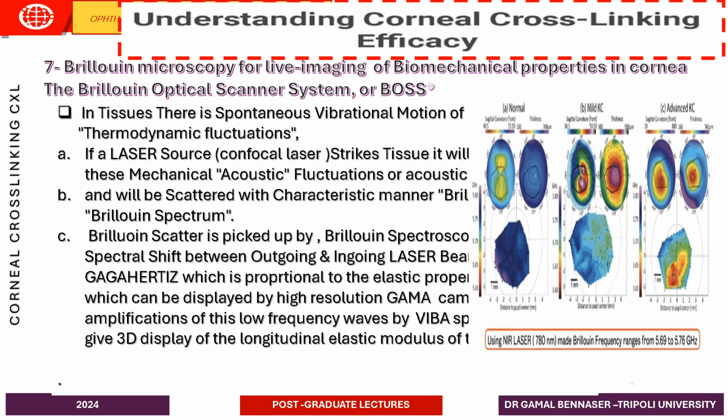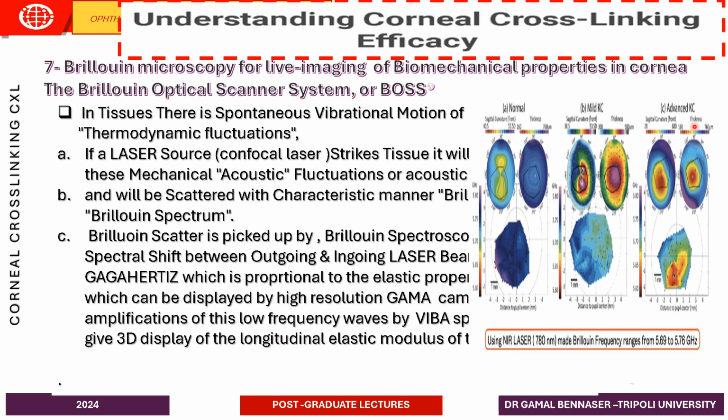And by this amplification, it can be detected by Brillouin spectroscopy and then displayed in a three-dimensional map that represents the viscoelastic property of the tissue. This is the principle of Brillouin microscopy: we capture the backscattered rays, known as the Brillouin shift, which then undergo amplification using the VIBA. After amplification, it is picked up by special Brillouin spectroscopy and then displayed in a three-dimensional map.